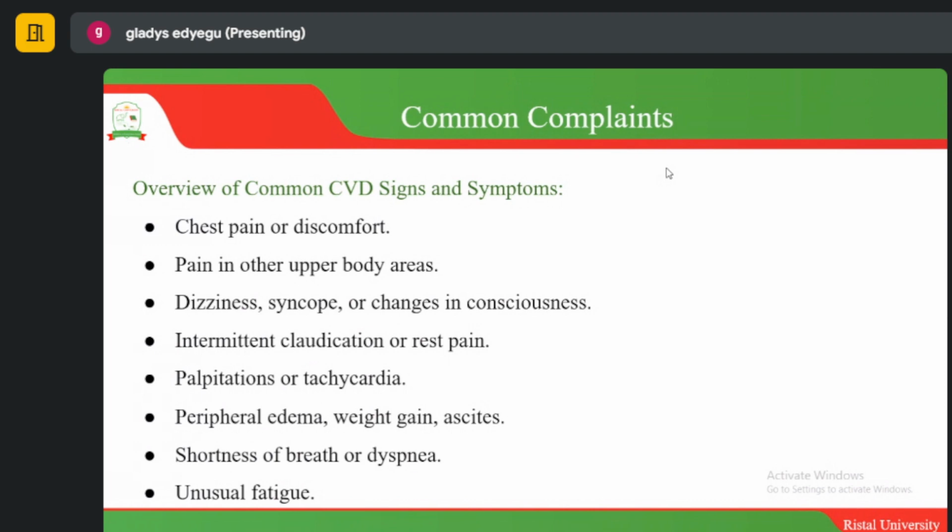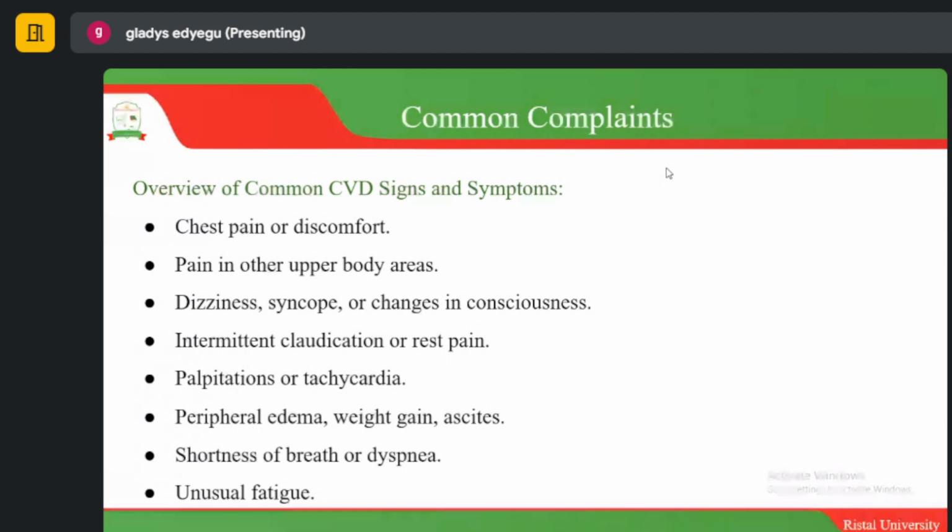Then shortness of breath or dyspnea. Some of them may also tell you, I don't feel well when I'm breathing, I feel I don't get enough air, and then also I have difficulty in breathing. That is dyspnea. So it's not right for our patients to have this kind of complaints.